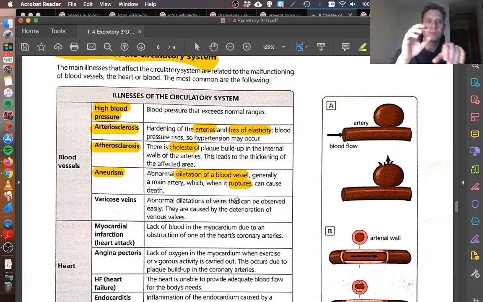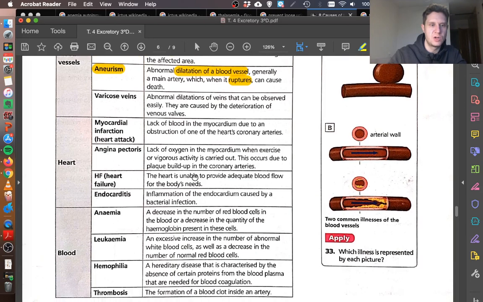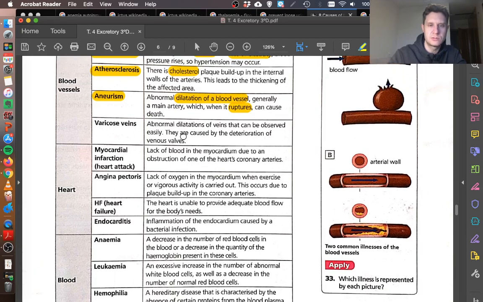Yes, can be here in the lungs, can be here. Good. So varicose, yes, dilatation of veins. ¿Vale? Las varices, dilatación de las venas.